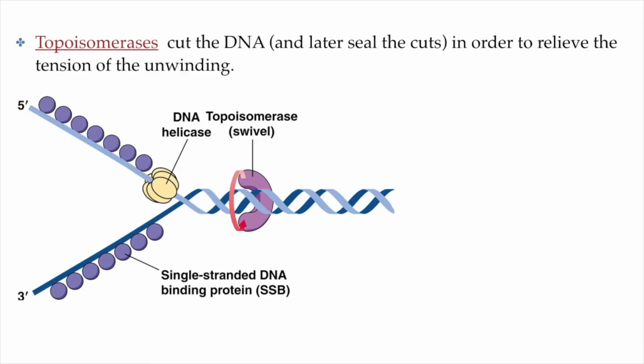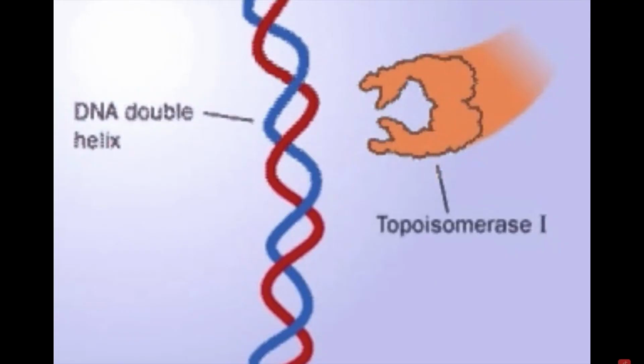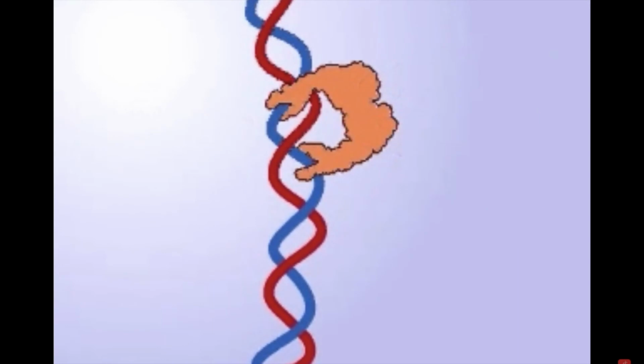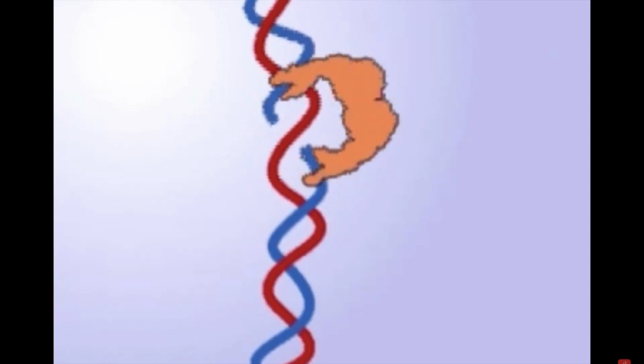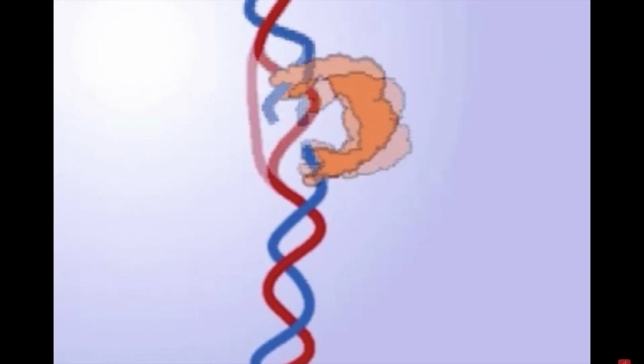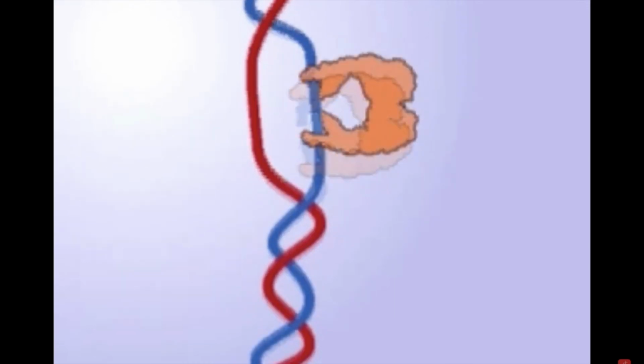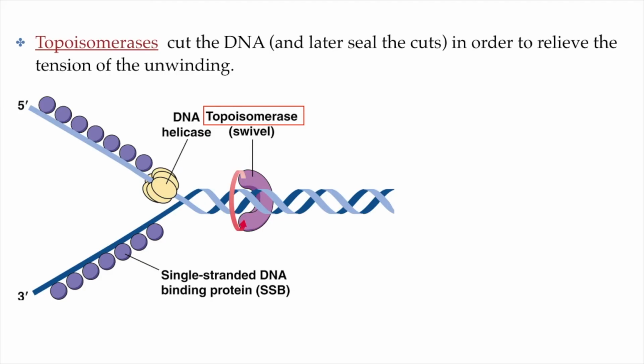So in order to relieve that tension and prevent DNA from being damaged, a second enzyme called topoisomerase comes in. Its job is to move behind DNA helicase and cut the strands of DNA, allowing them to unwind a little bit, relieving that tension, and then resealing the cuts, because we don't want the DNA to be cut up into pieces. We just want to relieve the tension that is formed as helicase moves through the DNA strand.